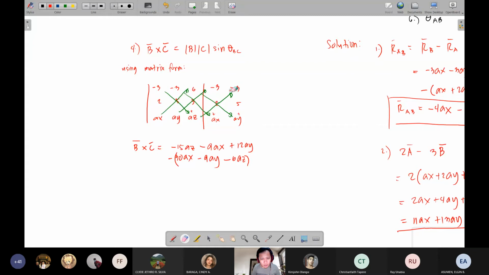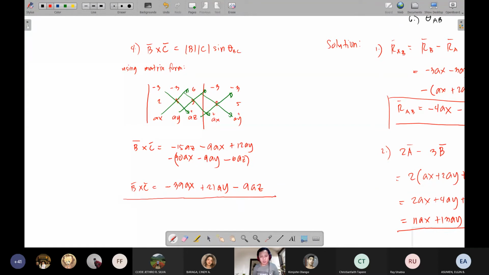Okay, this one changed. So 12 AY, and then 30 AX, and then negative AY, and then -6 AZ. So therefore, B cross C will be -9 AX minus 30 AX, so -39 AX. Then for AY, you will have 12 minus negative, this will be plus 21 AY. And then for AZ, -15 AZ minus -6, so it becomes -15 plus 6. This will be -9 AZ.